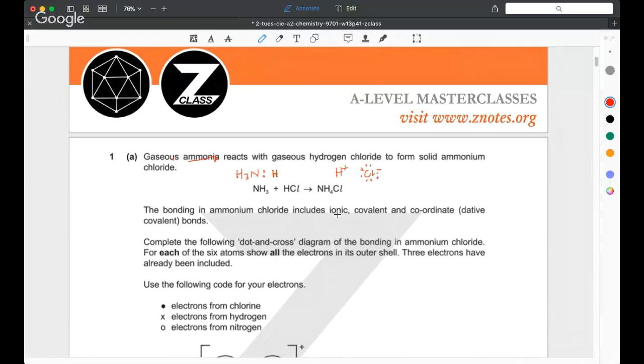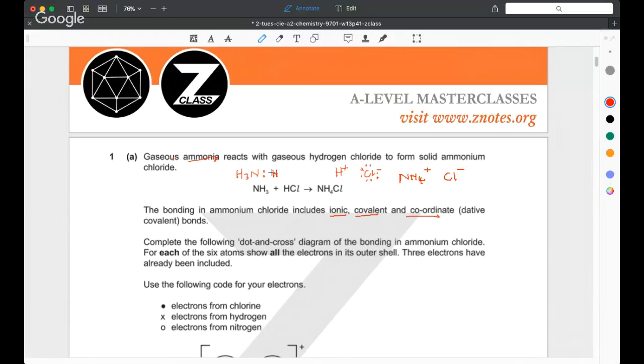And so the bonding is going to include ionic, covalent, and coordinate, because that's a result of the base, ammonia, reacting with the proton, and then that has an overall positive charge, of course, and then the chloride ion has got a negative charge. So that's the ionic bonding. The covalent bonding is just the unperturbed bonding between the nitrogen and the hydrogen. And then the dative bonding, of course, is the lone pair of electrons that's on the nitrogen forming a dative bond to the hydrogen ion there.